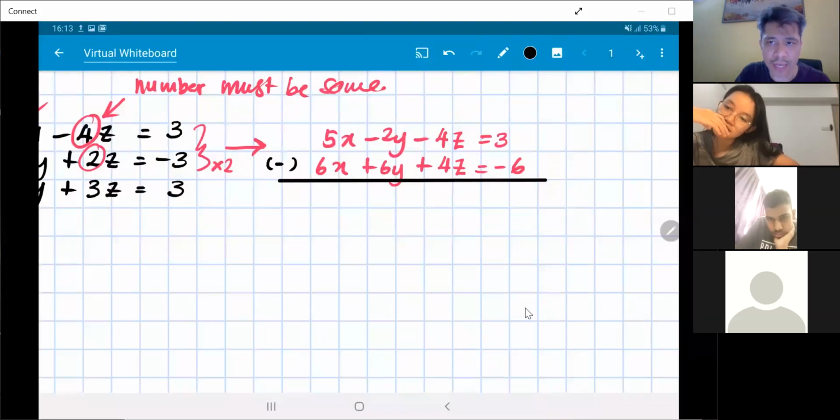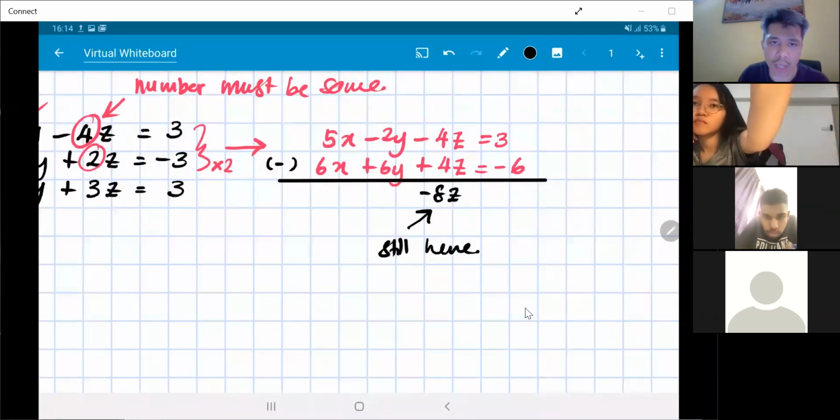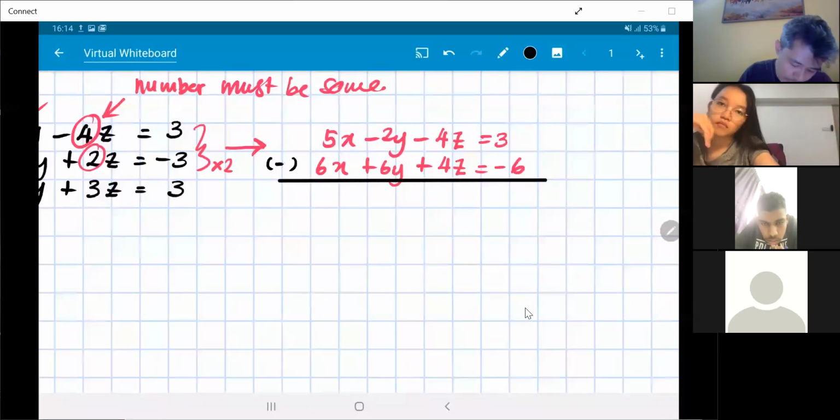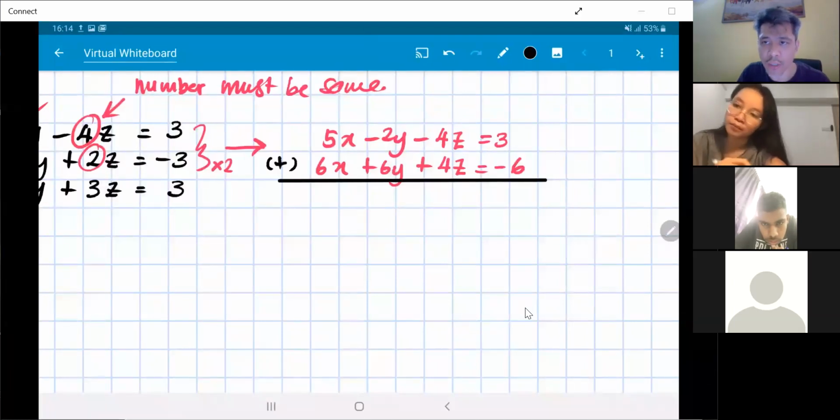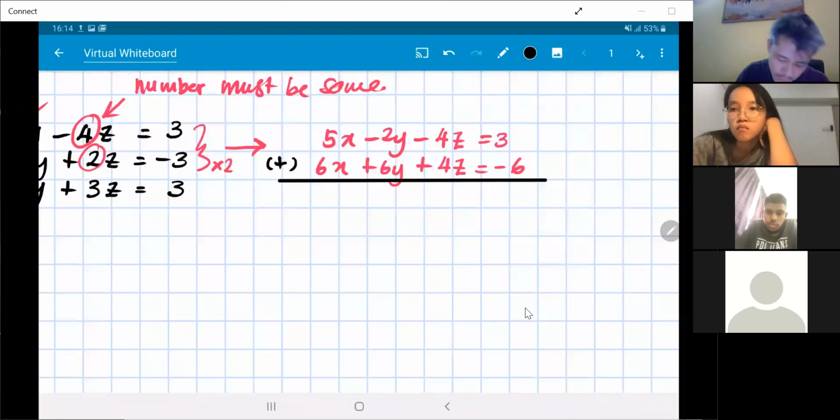Because I want to remove z, I only focus on the z. If I minus the z now, negative 4 minus 4 gives me negative 8z. So the z is still here, which means we never removed it. That means wrong operation. Maksudnya bukan tolak, it's not minus. So if it's not minus, then I try again. What if I try plus? Again, focus on the number you want to remove. If I plus now, negative 4z plus 4z becomes 0z. So 0z is 0, which means I do not need to write anything. So it's gone, right? Maintain 2, remove 1.